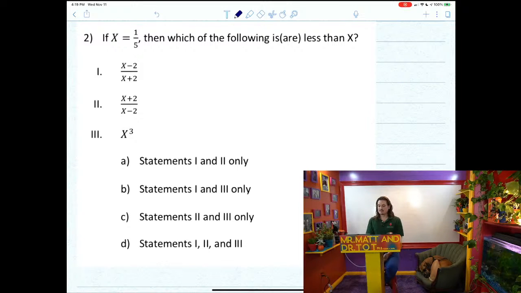Number 2 asks, if x is equal to 1/5, then which of the following is or are less than x? Statement 1 says the quantity x minus 2 divided by the quantity x plus 2. Statement 2 says the quantity x plus 2 divided by the quantity x minus 2. Statement 3 says x raised to the third power. Answer selection A is statements 1 and 2 only. Answer selection B is statements 1 and 3 only. Answer selection C is 2 and 3 only. And answer selection D is 1, 2, and 3. I'll give you 3 minutes and then I'll give you the solution.